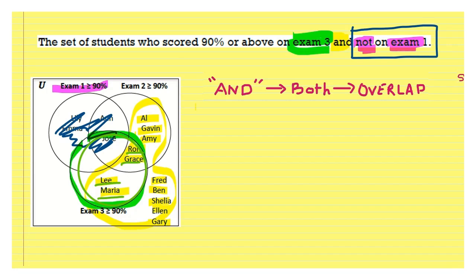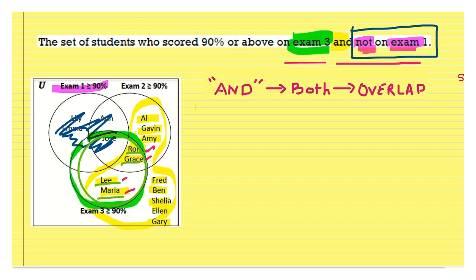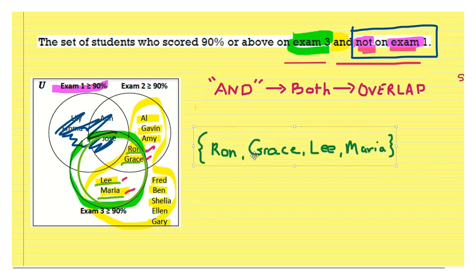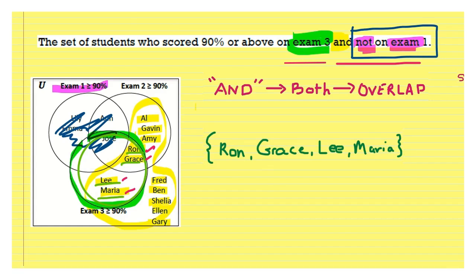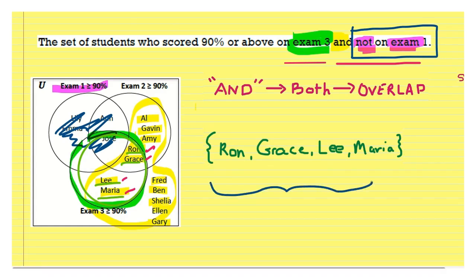So that means we are going to have 1, 2, 3, 4 names that are represented by the set of people who scored 90% on exam 3 and not exam 1. So we will represent that in roster form. Again, we'll put our list of names in braces. The braces indicate that this is a set. So this is the set of students who scored above 90% on exam 3 and not on exam 1.